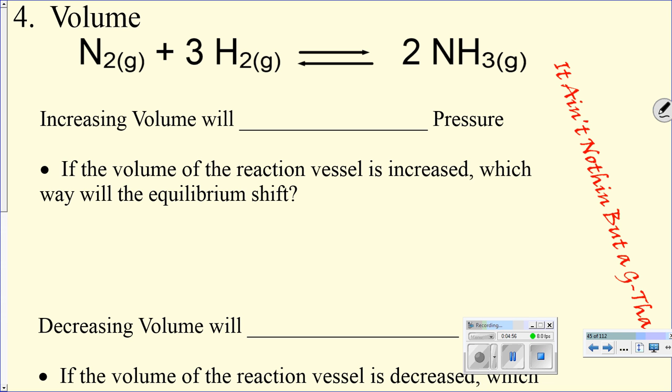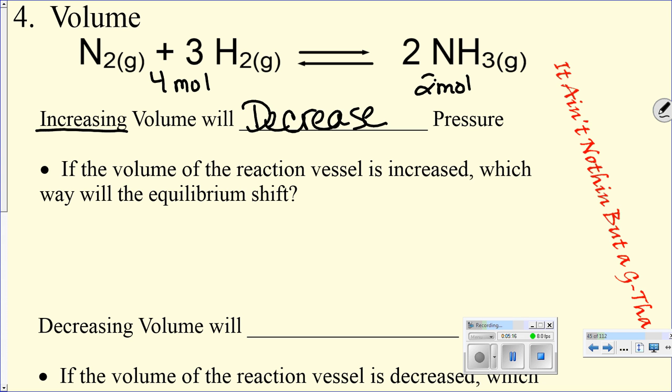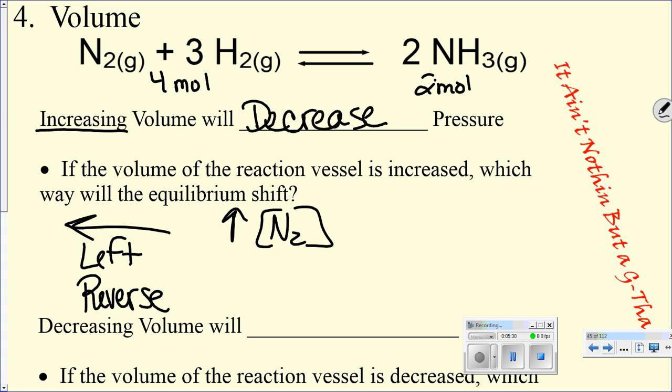Now, volume relates to this as well. We have to think about how volume is going to affect pressure. If we increase volume, so we let our gases have a bigger space, we actually decrease pressure. In decreasing pressure, keep in mind we have our 4 moles of gas over here and our 2 moles of gas over here. So if the volume of the reaction vessel is increased, we're able to let everything spread out because that pressure is decreasing. So we're going to shift to the left. In other words, we're favoring the reverse reaction. And we're going to have an increase in N2, an increase in H2, and a decrease in NH3.